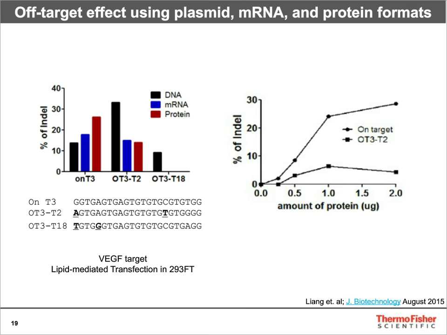The next thing we wanted to check was if we increase the amount of purified Cas9 protein, would we see increased levels of off-targets with the Cas9 protein format? As you can see on the right side, with increased dose responses, we did not see any increased activity at the off-target site T2.